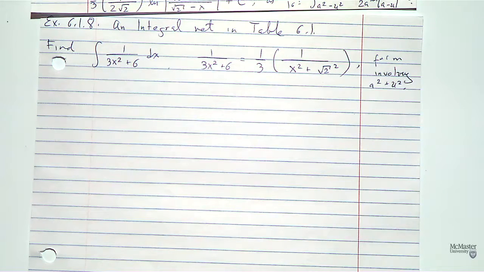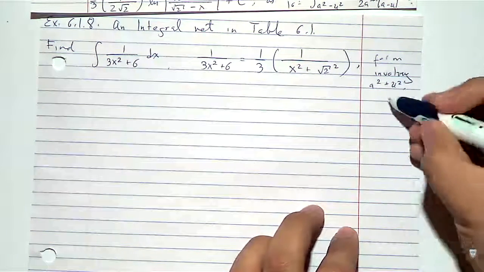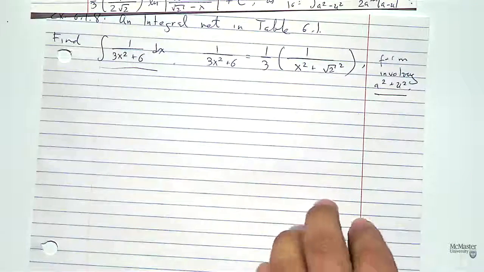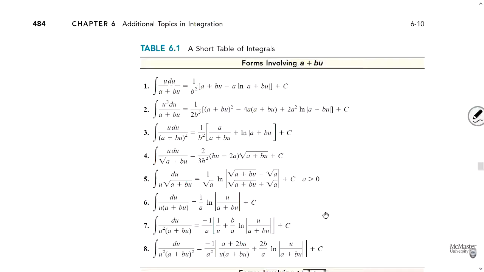So this is just basically to say that the table that you have in the book is not completely extensive. Okay? Think about the form that you have over here, and keep in mind this integral. Okay? Now let's go back to the table.